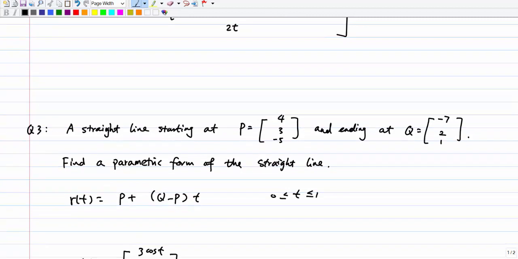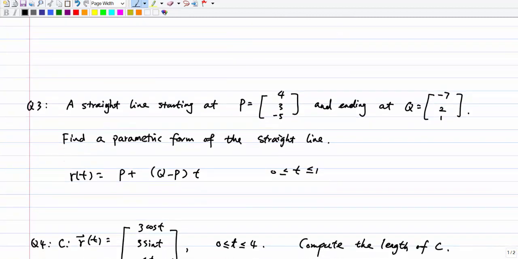Question 3 is about finding the parametric representation of a line. Here we're talking about a straight line starting at a point P, which is (4, 3, -5), and ending at a point Q, (-7, 2, 1). This is a typical representation for a straight line: the starting point plus (Q minus P), the ending point minus the starting point, times t, where t starts from 0 and ends at 1.